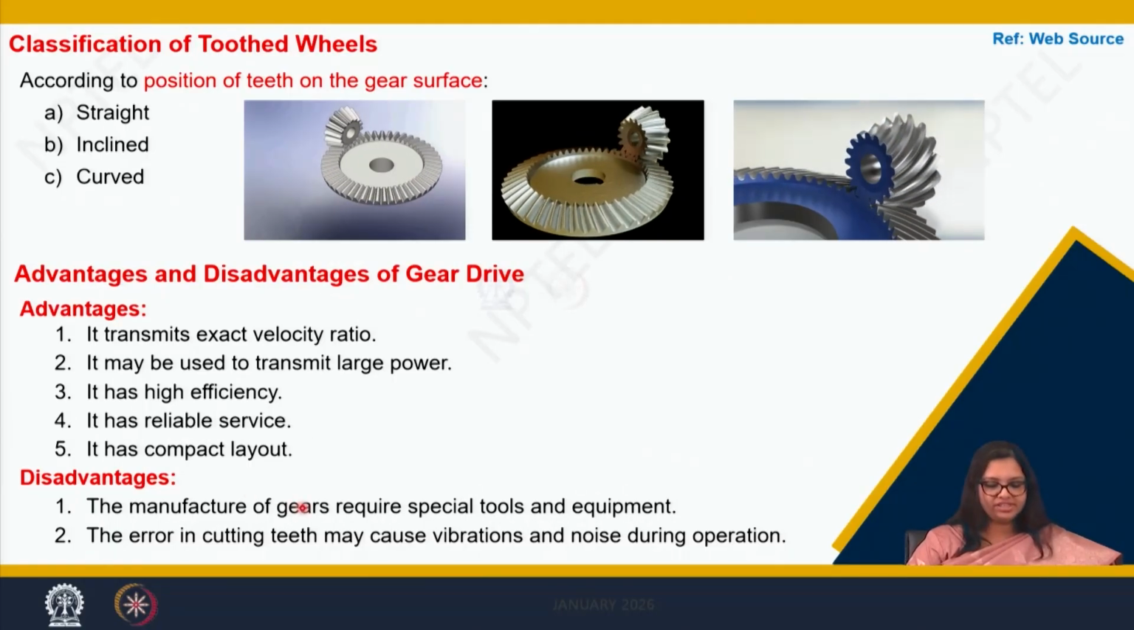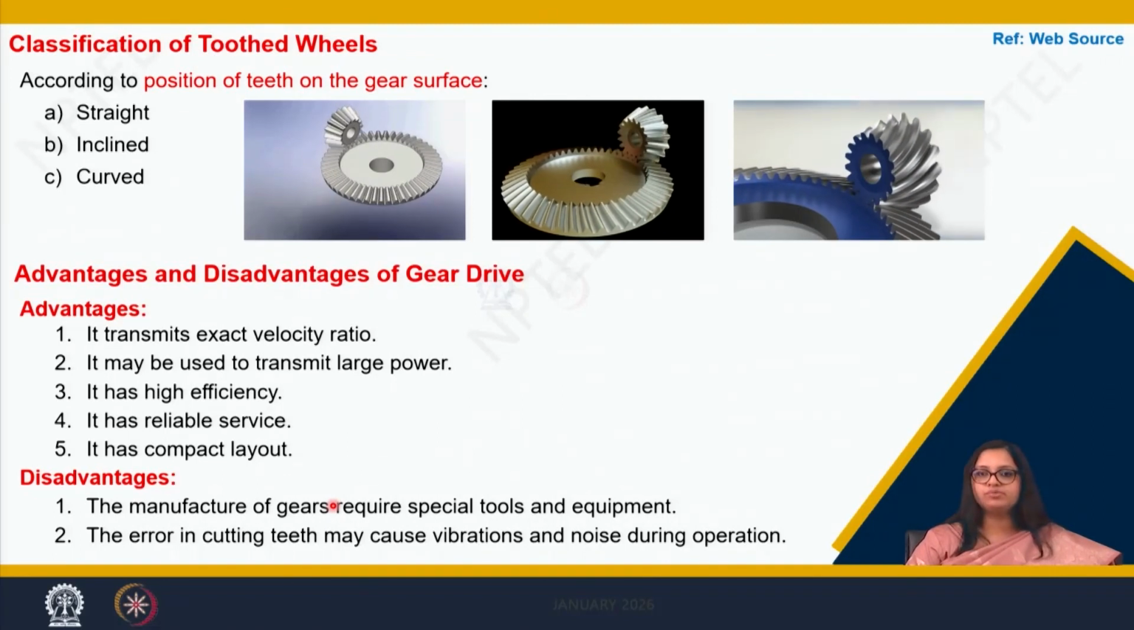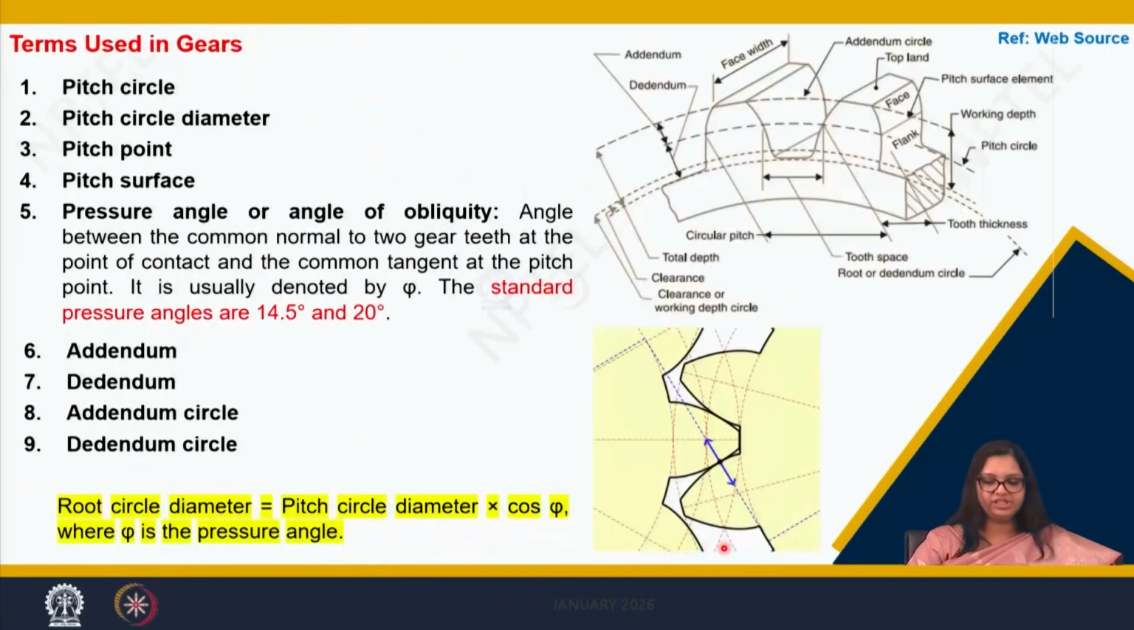Now, what are the disadvantages? The manufacturing of gears requires special tools and equipment. It cannot be made by just any worker. There is a process called hobbing, and using that process the gears are made. Now, errors in cutting teeth may cause vibration and noise during operation. So if the gears are not properly made, then vibration and noise may be transmitted, or that may lead to breakage of the teeth when they are in mesh with each other.